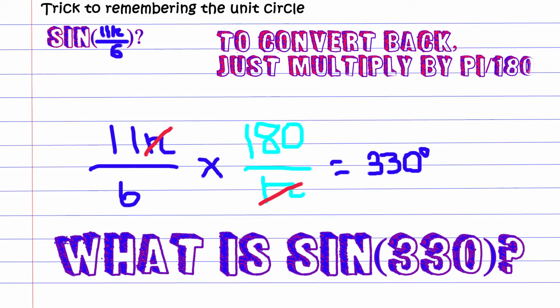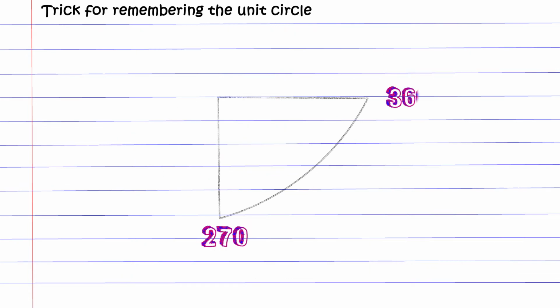330 degrees must be in the 4th quadrant, since the 4th is between 270 and 360 degrees. The 4th quadrant has a negative y-axis and a positive x-axis. Let's draw our halfway line. Halfway between 270 and 360 is 315.